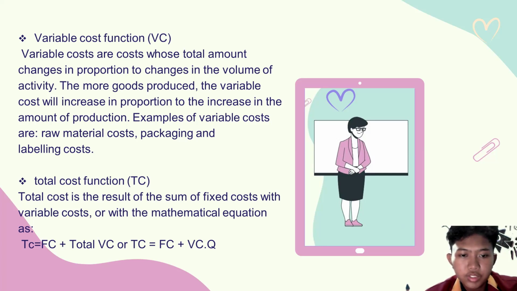Total cost function or TC. Total cost is the result of the sum of fixed costs and variable costs, of which the mathematical equation is TC = FC + VC, or TC = FC + VC × Q.